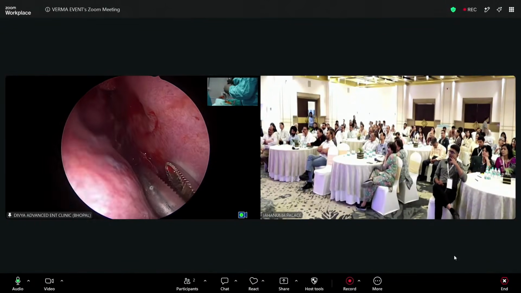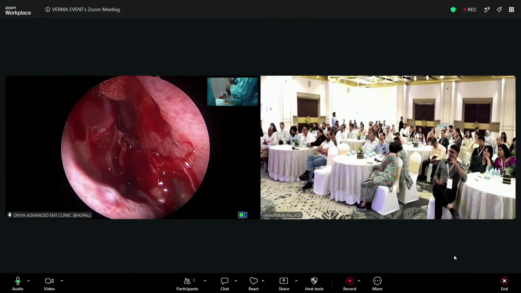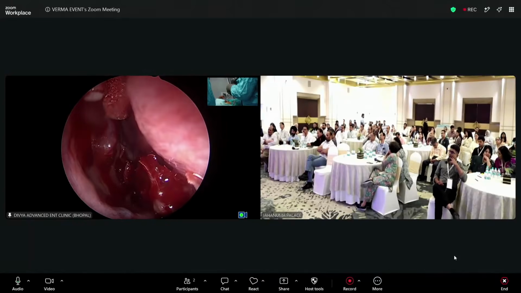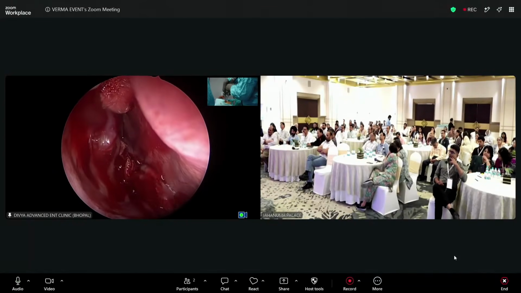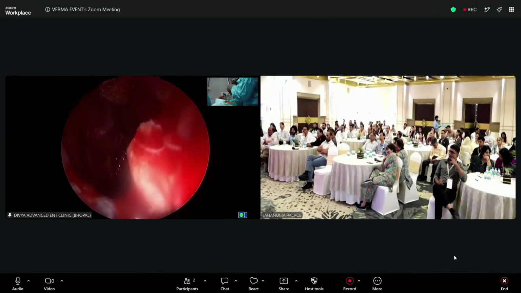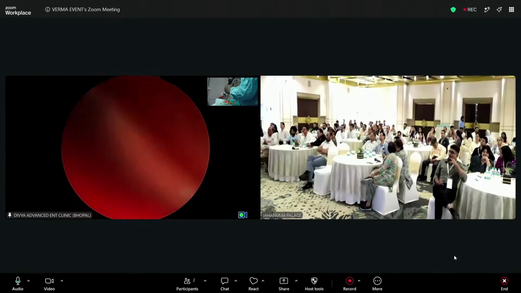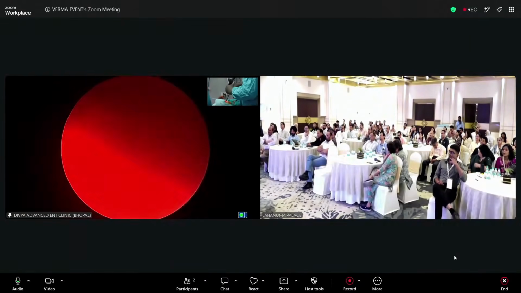This right now, see the vessel at the middle turbinate end. This is an important vessel. Sometimes it becomes the basis of a middle turbinate flap. See this? At the base of the middle turbinate are all branches of the sphenopalatine.